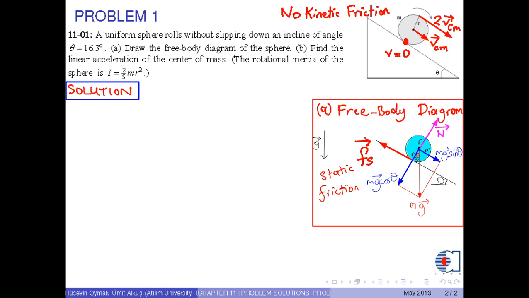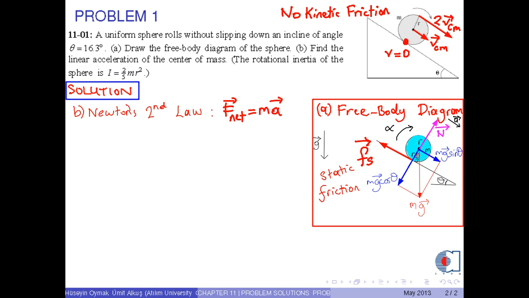Because the sphere rolls down, the angular acceleration is drawn like this. Consequently, the linear acceleration vector a is depicted like this. And that's all for the free body diagram of the sphere.